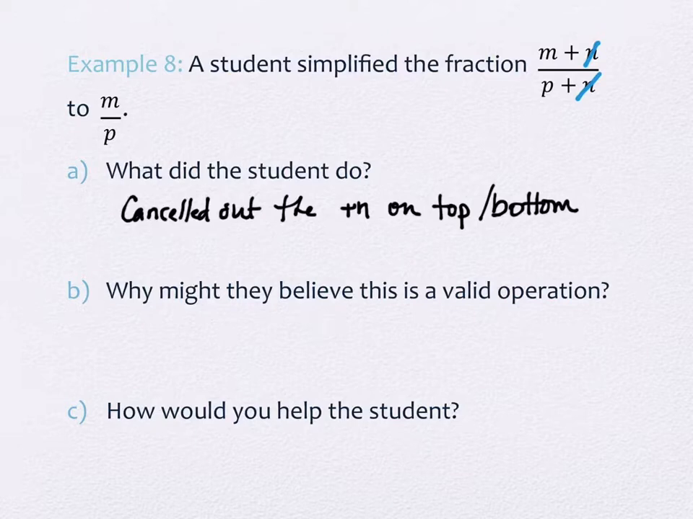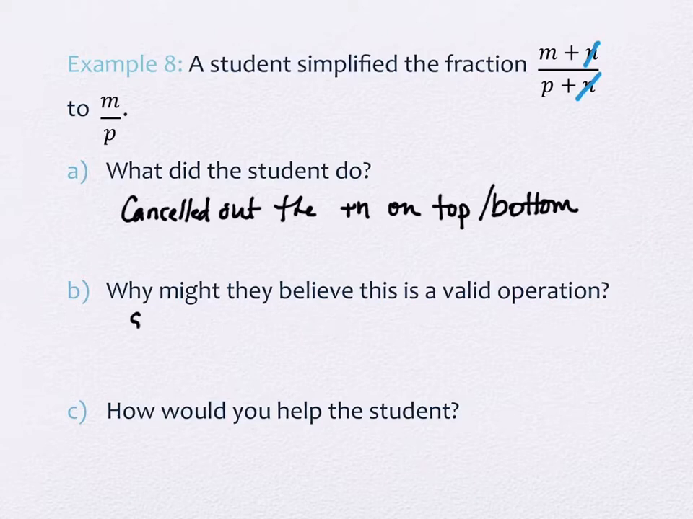Sometimes that's the hardest part of the problem. What in the world did they do to get to there? But as a teacher, you'll have a lot more success at undoing the wrong thinking if you can figure out what they did and figure out why they might have done it. So that's what they did. I agree with you. Why might they believe that this is a valid operation? Because it's the same number, and we've been taught that, oh, hey, if it's the same number on top and bottom, you can cross that.